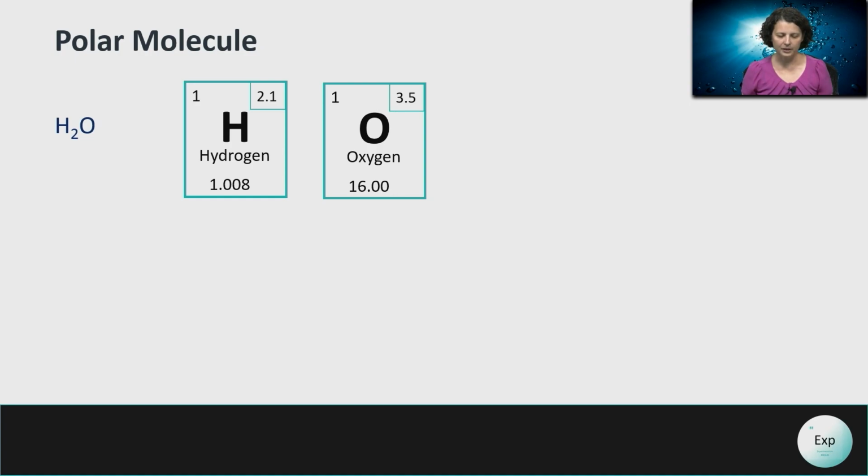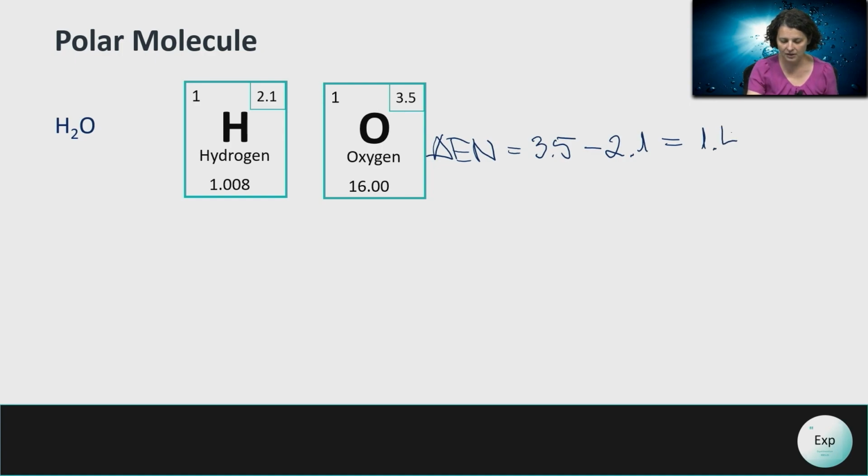Here we have water, where we have hydrogen and oxygen. The first requirement is to determine whether we have a polar bond or not. So we calculate the electronegativity difference between the two connected atoms. Oxygen has an electronegativity value of 3.5 and hydrogen has an electronegativity value of 2.1, giving us a difference of 1.4. This confirms that the hydrogen-oxygen bond is polar.